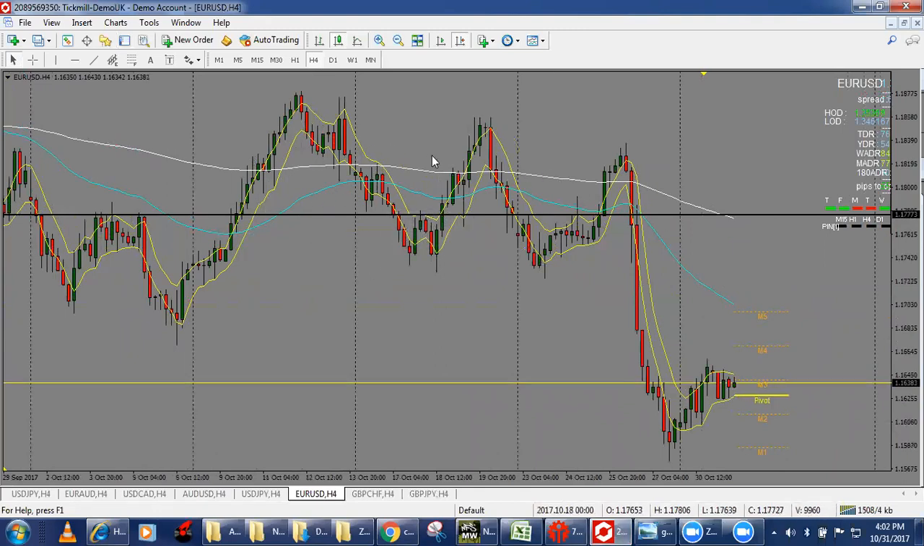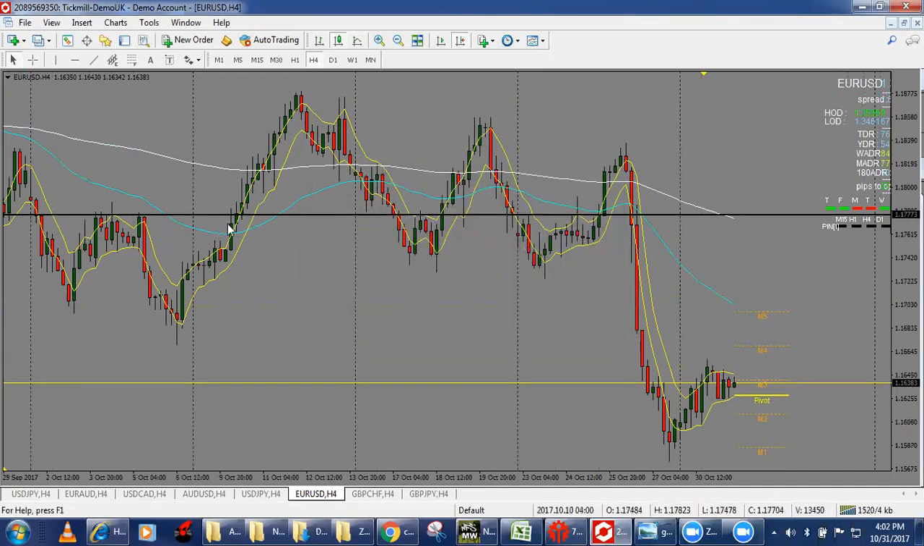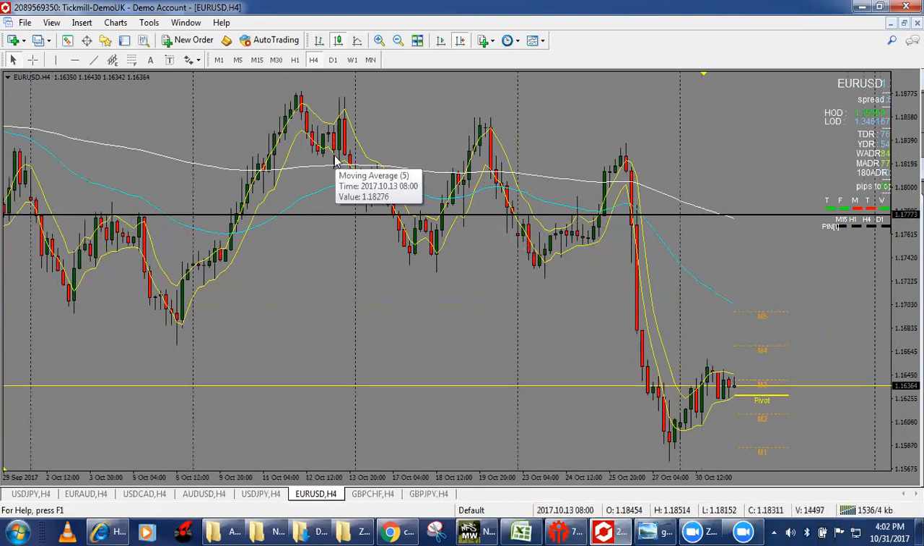Okay, and the channel, I create a channel of 5 EMA high and 5 EMA low. That's this channel that I am looking at. So for a trade to sell, I'm looking for price to close below the 5 EMA. It has to close below the 5 EMA, and price has to be below the 50 and the 200.